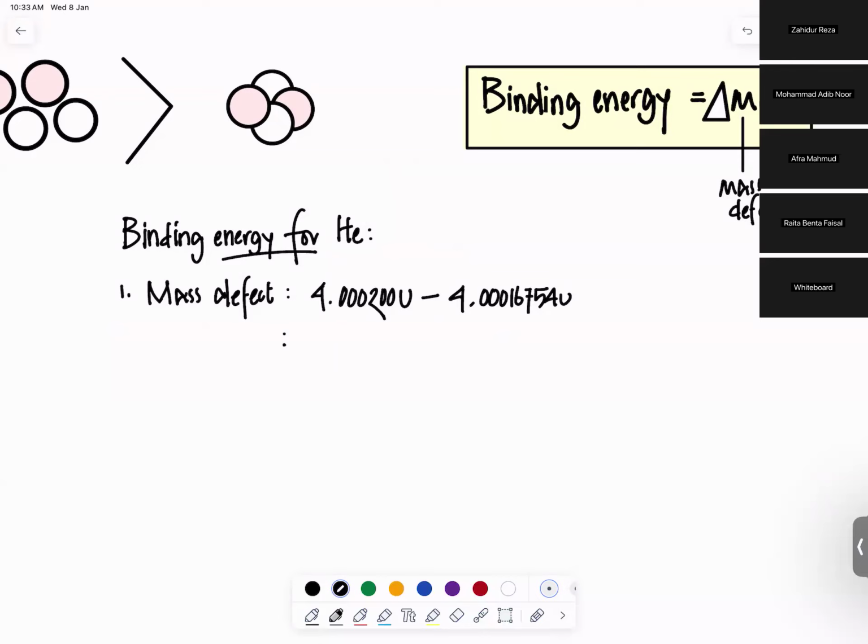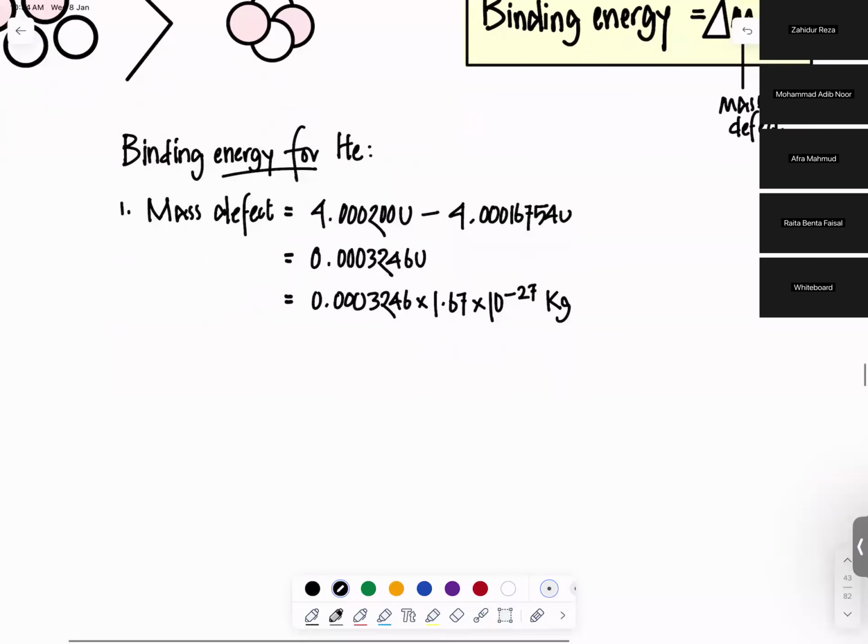Right. So 0.0003246 u. That's the mass defect. Now this is in terms of u, so what you need to do is convert this to kilograms. Mass defect is going to be 0.0003246 into 1.67 into 10 to the power minus 27 kilograms. That is the mass defect.